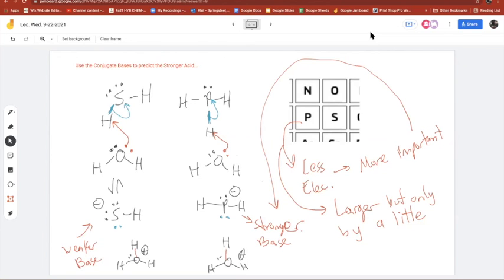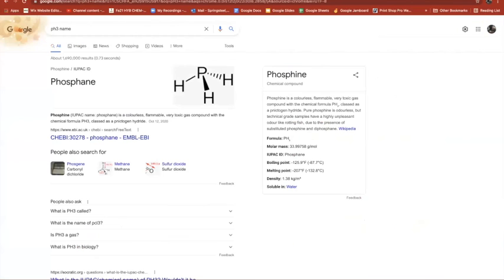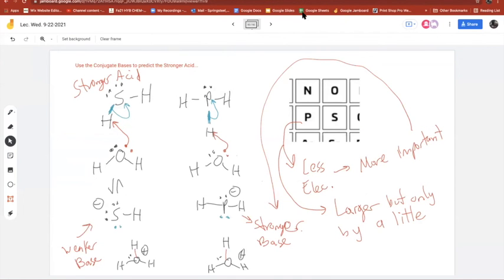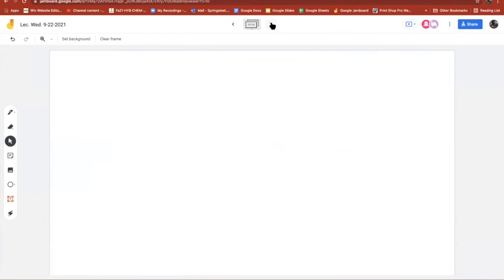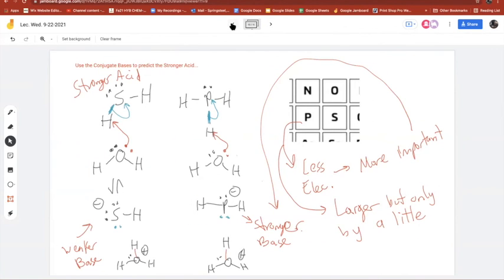So what's the stronger acid? Stronger acid. We can double check here. Let's look this one. We already looked this one up. Phosphane, right? I think I already did that one. What did it say? 27? Is that what it was? Yeah, that was 27. This one's pKa equals 27. So do you think the hydrogen sulfide's pKa is going to be higher or lower than 27?